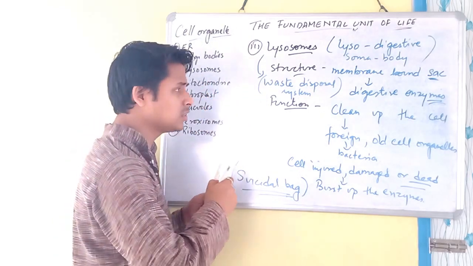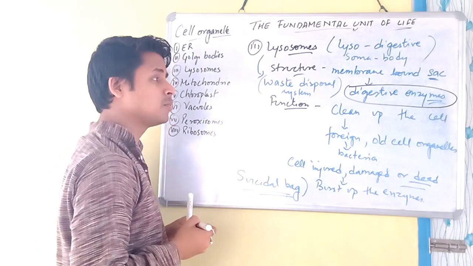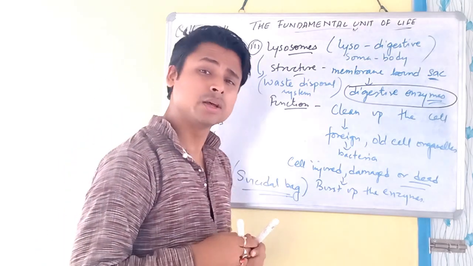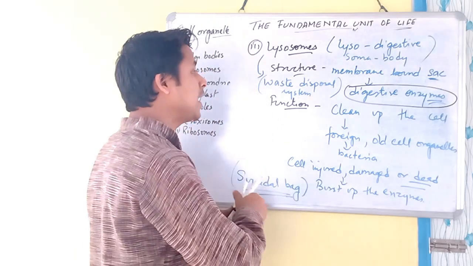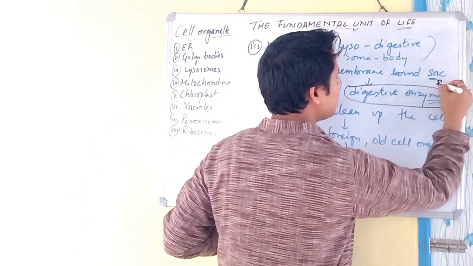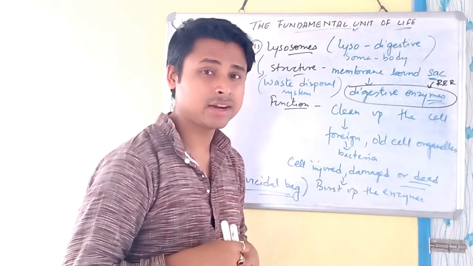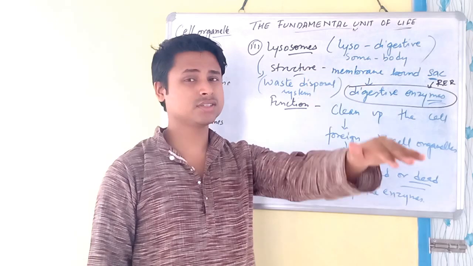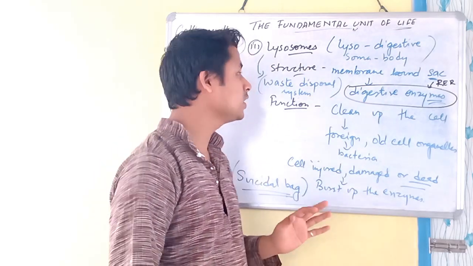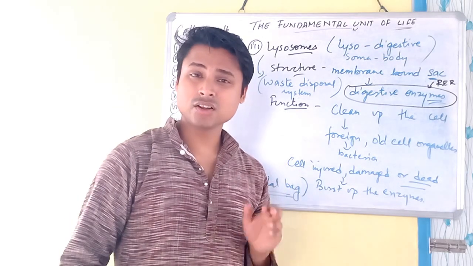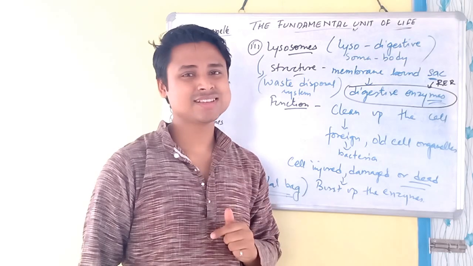Now if I consider this digestive enzyme, where do these digestive enzymes come from? If you remember, protein works as hormones also, and protein works as enzymes also. So from the RER only the digestive enzymes come, right? The RER makes the enzyme, releases it to the Golgi, they pack it and make it the lysosome, right? So this is about the structure and function of the lysosome. Next we will move to another cell organelle.